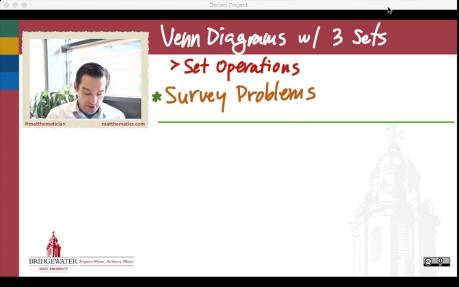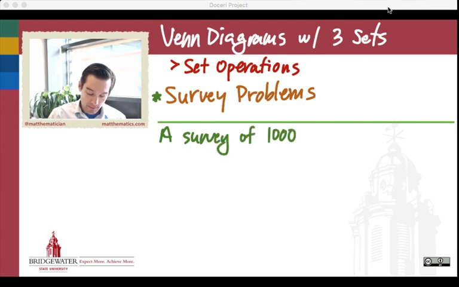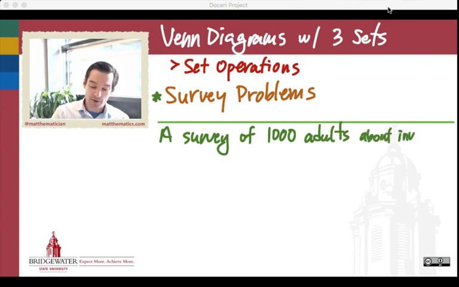So suppose that we took a survey of 1,000 adults. And in that survey of 1,000 adults, we asked them what kinds of investments do you have? Are you invested in stocks? Are you invested in bonds? Are you possibly invested in both? Or might you be invested in neither? So we're surveying them about their investments. Where are you holding your money?